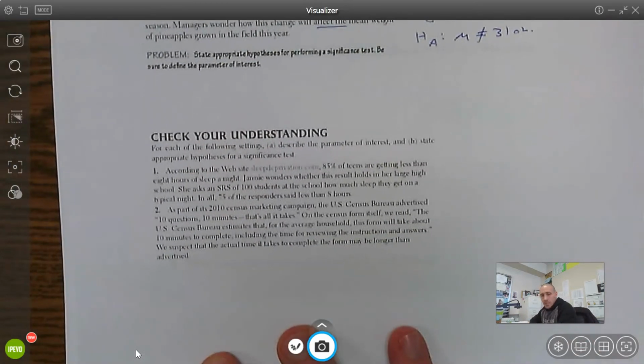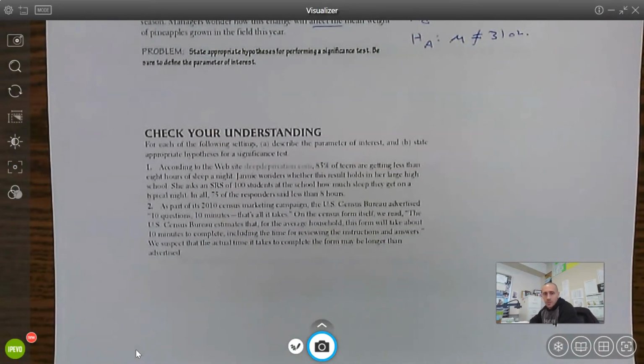Okay, for the check your understanding here, why don't you pause the video and work through these on your own? It's the same idea, identify the parameter and then write the hypotheses. So go ahead and work on that.